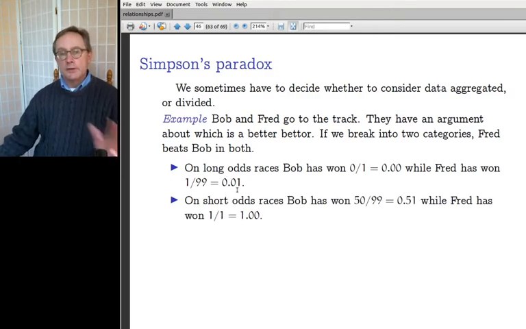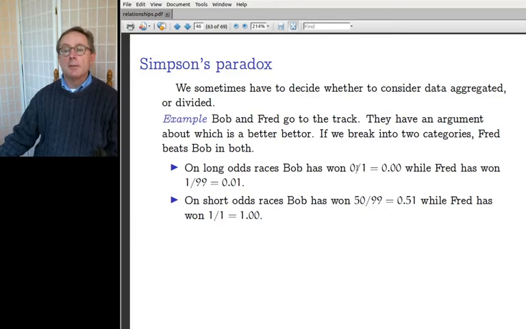On short odds, it's shorter than 2 to 1, but again, it doesn't really matter. On short odds, Bob has won 50 out of 99 bets. Notice that's a total of 100 to make the numbers easy to do. So Bob has won 50 out of 99. My calculator says that's 0.51. Fred, on the other hand, has won 1 out of 1. And again, you notice that Fred has bet on a total of 100 races. So Fred has won 1 out of 1. That's 100%.